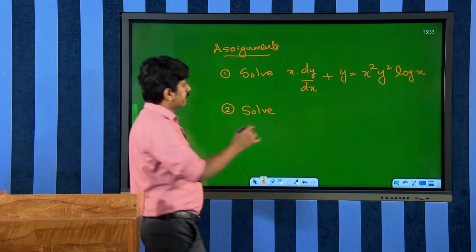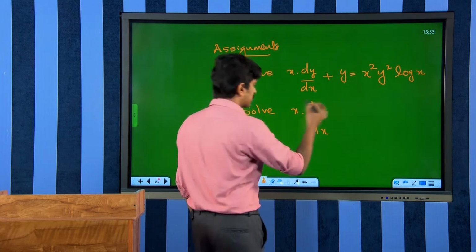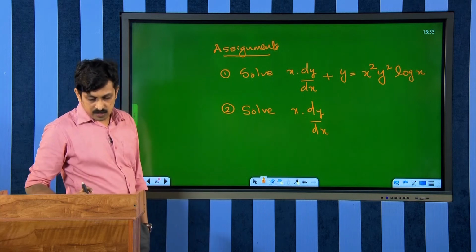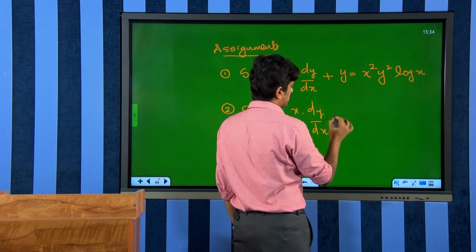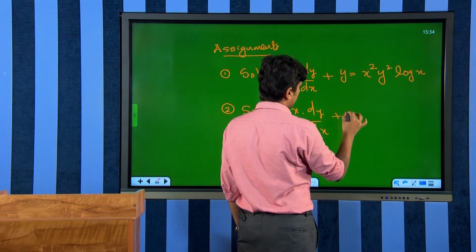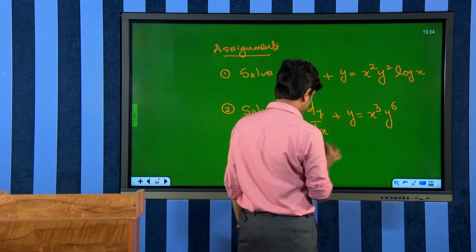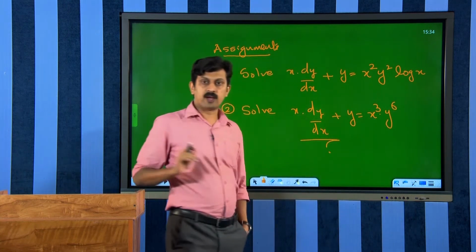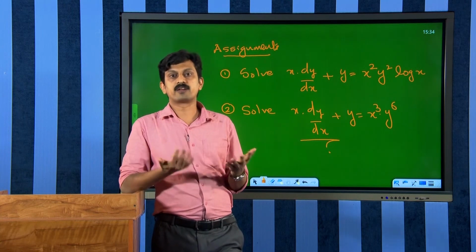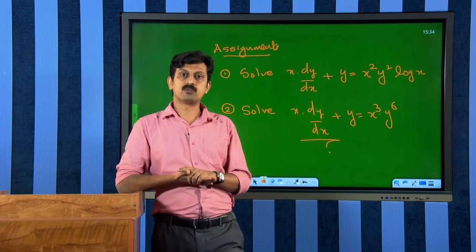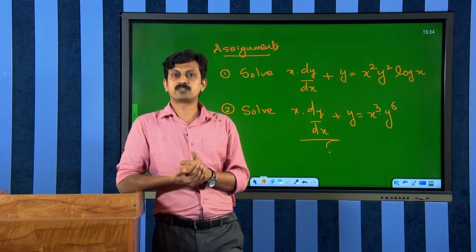Solve x into dy by dx plus y is equal to x cube into y raised to 6. Okay. You can find many questions on Bernoulli's equation. Try to solve different types of differential equations in Bernoulli's equation. That will give you much motivation on differential equations.